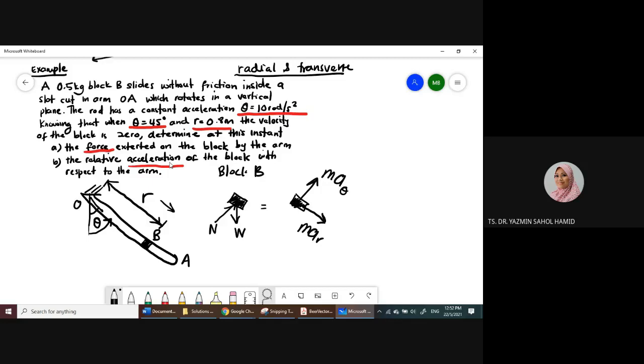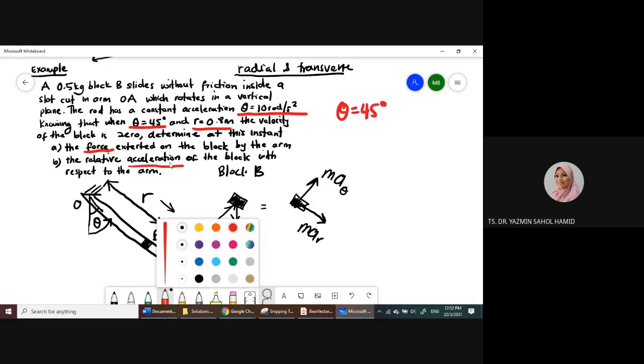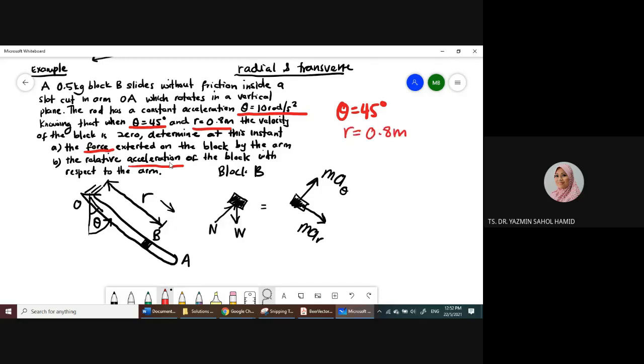Okay, the important thing when you read this question is radial and transverse. All right, now let's do the solution. So what are we given? We're given theta, 45 degrees. Okay, we're given R. So write down all the important information that is given to you.